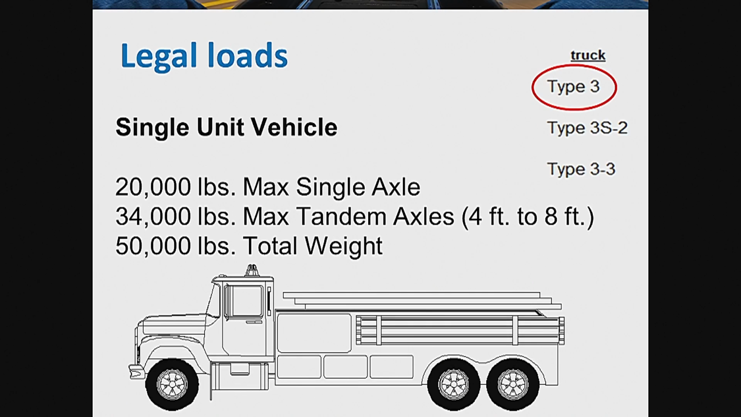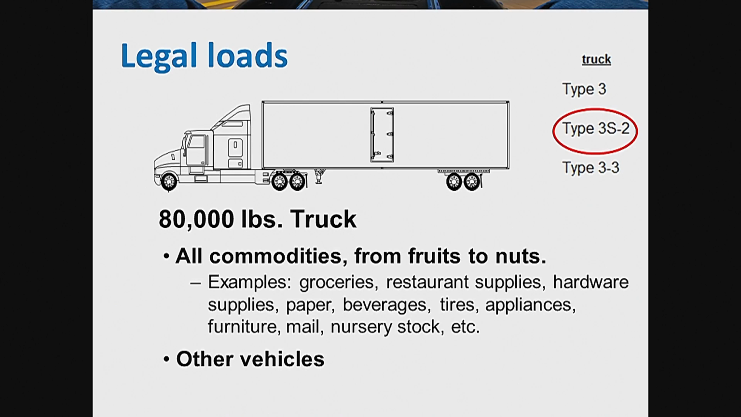Here's what the standard legal loads look like. Here's a type 3. It's a single unit vehicle. Axle weights on those are 20,000 max single, 34,000 on a tandem, 50,000 pound total weight for this vehicle. The 3S2, S stands for semi. It's got 3 axles up front and 2 axles on the trailer. This is a classic semi, 80,000 pounds. You see these all over the highways.